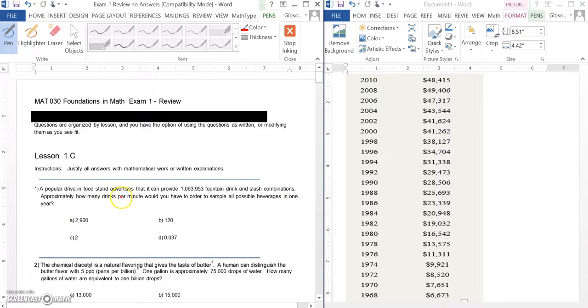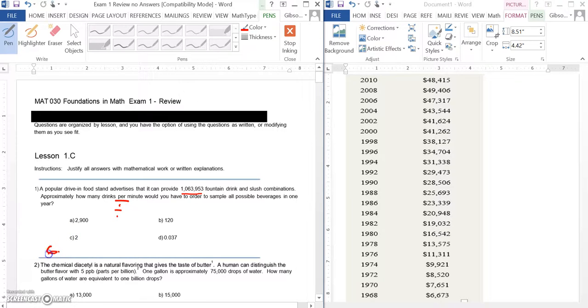Okay, now we need to look at a couple key items here. First of all, the question is how many drinks per minute would you have to order to sample all possible beverages in 1 year? So the word per we know means division. So we know in this problem we're going to end up dividing. The first thing that we need to do is this here. We know how many fountain drink combinations there are, 1,063,953. But we need to find out how many minutes are in a year. And so this is how we would do it.